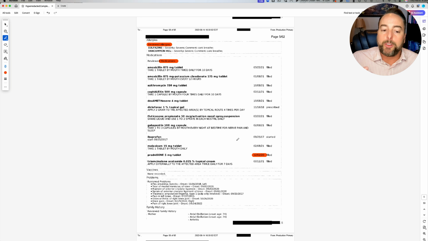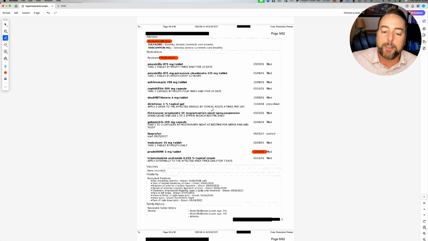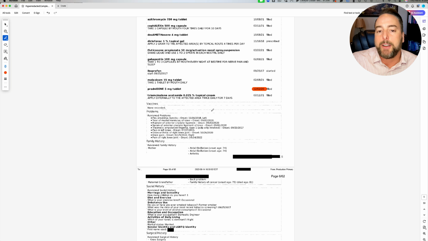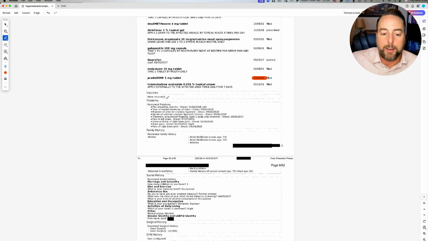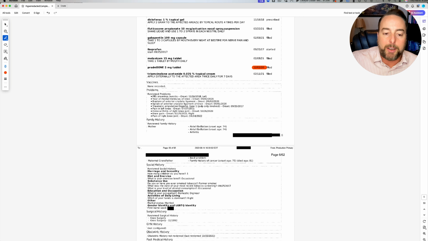So I might want to take pause and really think about, is any of this relevant to the case? Maybe, maybe not. That's for us to decide in our analysis. But this is the way that you would go about trying to determine whether or not that information was relevant. Vaccines, none recorded, don't care. Not in this case, probably.